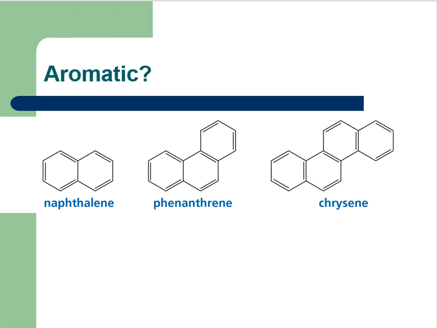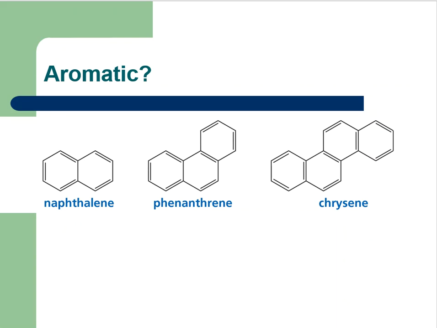Phenanthrene is in the center, and this is a pretty good indicator for us to measure something like iron in drinking water. So this is an indicator. It's a colored solution. It's a nice purpley reddish color, and then chrysene on the end. So if you take a look at these three compounds, they are all aromatic. All right, so how do I know that?